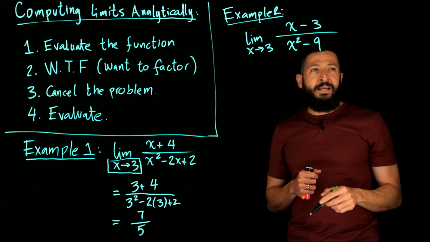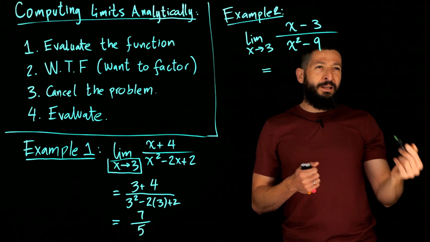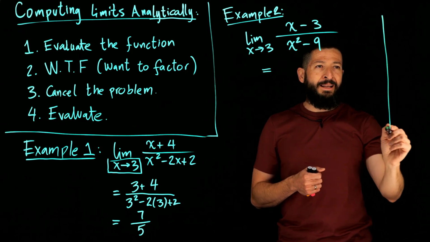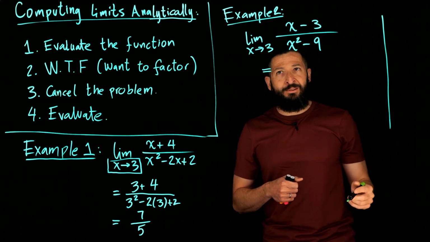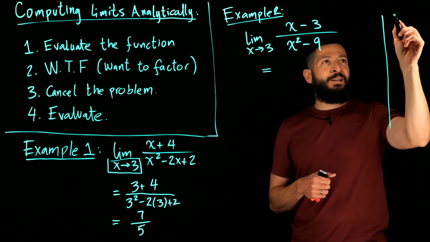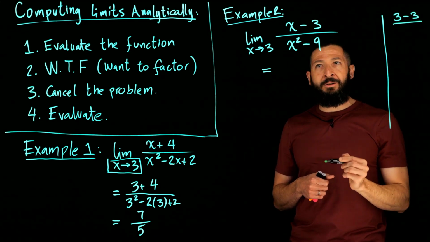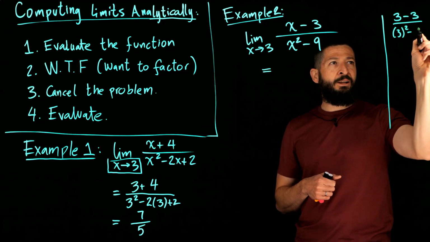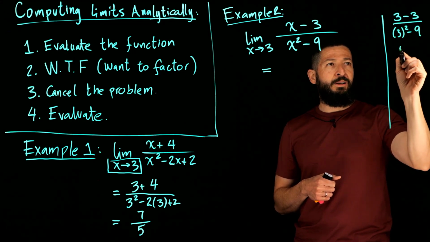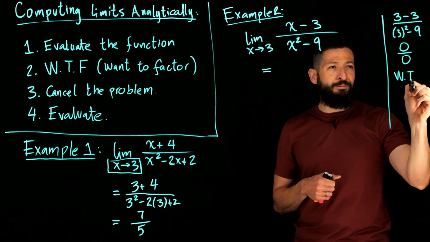So if I plug it in, and I'm not going to do it here, because, as I told you, I'm going to get a 0 in the denominator, and I don't want to write that as my equal sign. That's kind of like bad manners if you do that. So in this case, I'm going to evaluate at 3, and I'm going to get 3 minus 3. As I said, that's going to be a 0, divided by 3 squared, which is 9, minus 9. So you're going to have 0 over 0. And when you do that, you know that you want to factor.